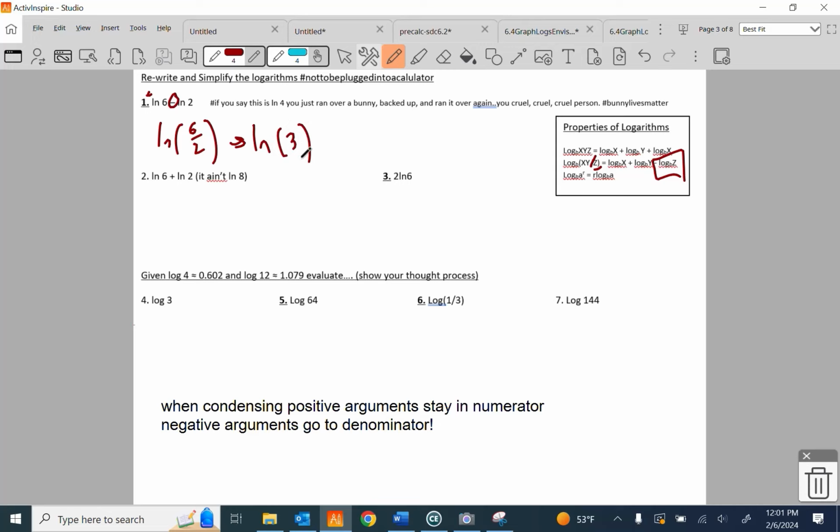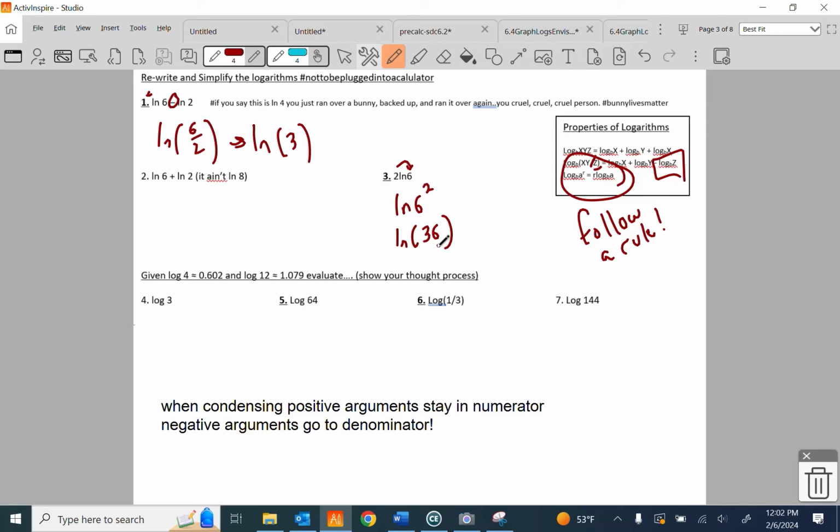Number 3 is 2ln6, and if you look over here, you'll see the rule for it. You just follow a rule. It's all you do. It says that the 2 becomes an exponent. So this becomes the natural log of 6 squared, which is the natural log of 36.